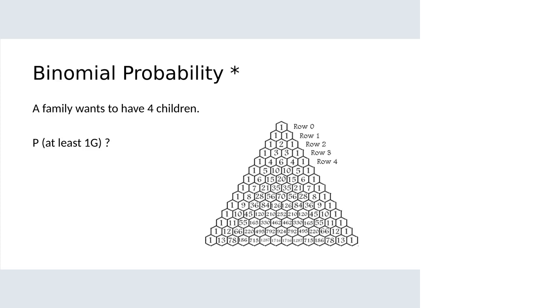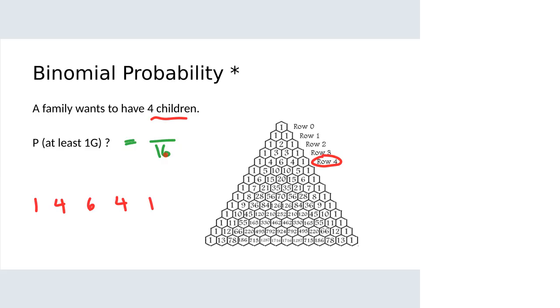All right, so as we dive into this one, they're going to have 4 children, so we're going to look at row 4. And in row 4, I see 1, 4, 6, 4, 1. Oh, perfect, Summer. That's awesome. That's very good news. Okay, so I can add those up to get the total number of outcomes, which would be 1 plus 4 is 5, and 6 is 11. So 4 is 15, 1 is 16. So I've got 16 outcomes.